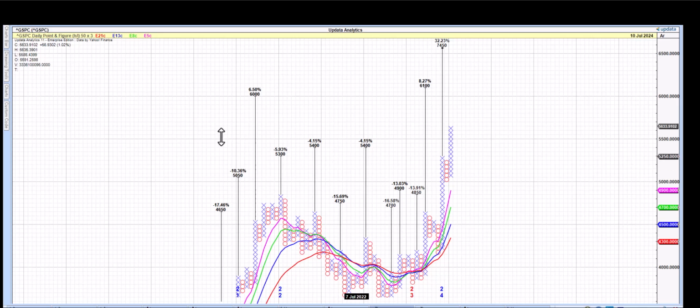I've got the 50 by 3 high-low point and figure chart up here. This means for this current uptrend to reverse lower, the index needs to drop by 150 points. It's 50 by 3, so that will give us a clear indication when the current rally is over.